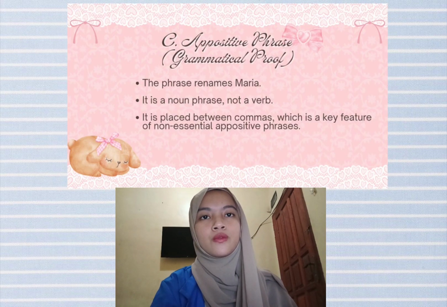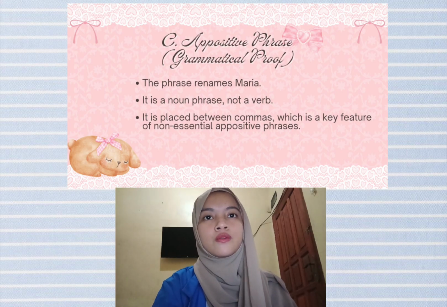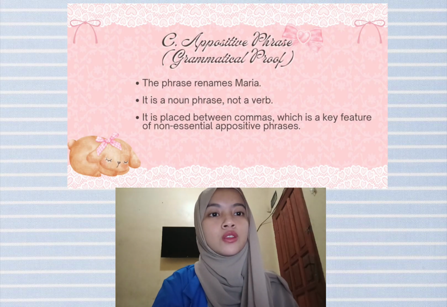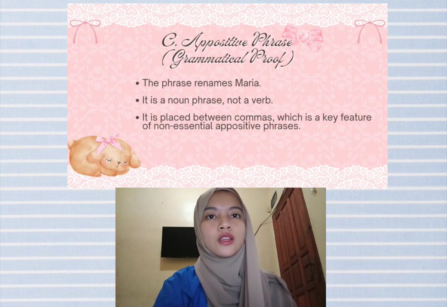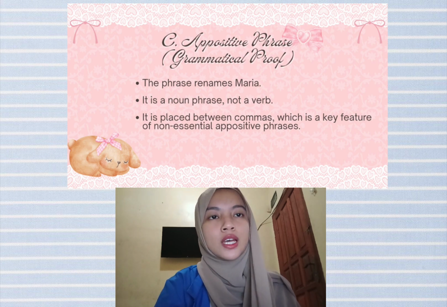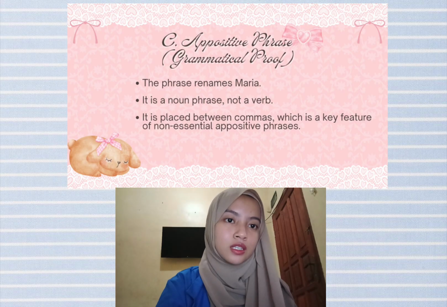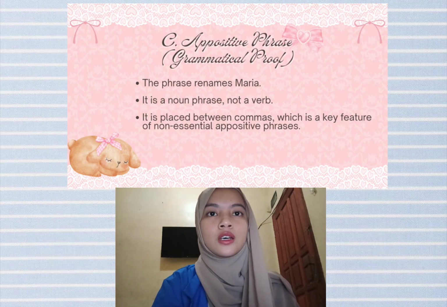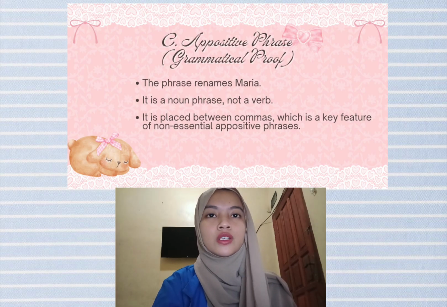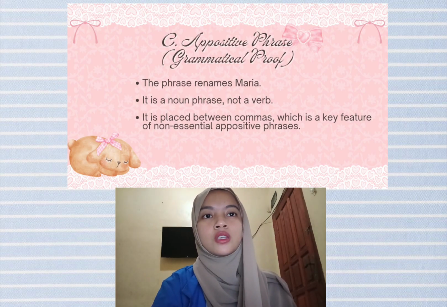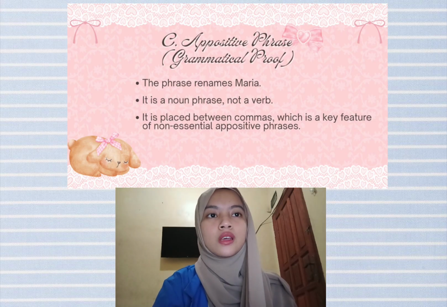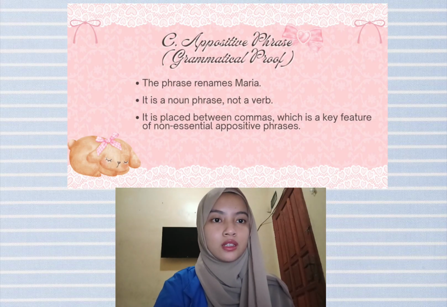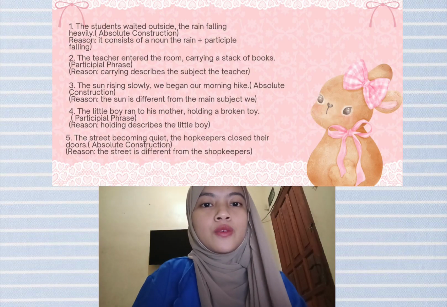Here's the grammatical proof of appositive phrases. The first one is the phrase renames Maria, giving more specific information about who she is. The second one is it is a noun phrase, not a verb phrase, which shows that it functions as a noun in the sentence. The third is it is placed between commas, which is a key feature of non-essential appositive phrases. This means the sentence would still make sense without the phrase, but the extra information adds clarity and detail.